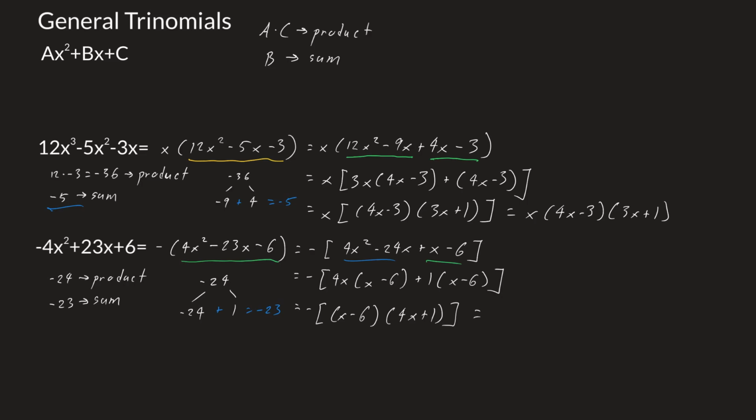And let me get rid of those brackets. So our final answer is negative, x minus 6 times 4x plus 1. And that's it. That's all there is to it. Oh, that's not what I wanted to do. I meant to highlight it. I'm sorry. And that's all there is to it when it comes to factoring.